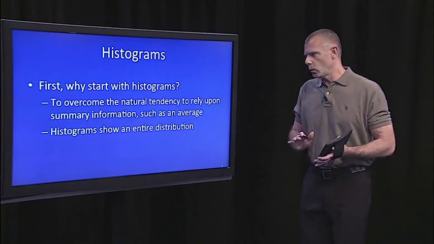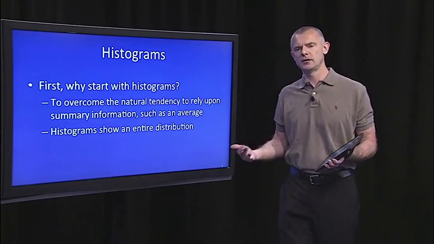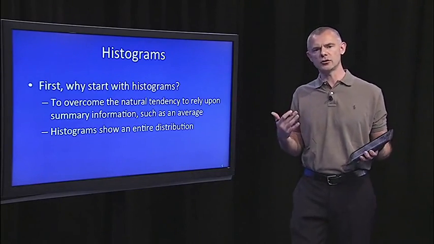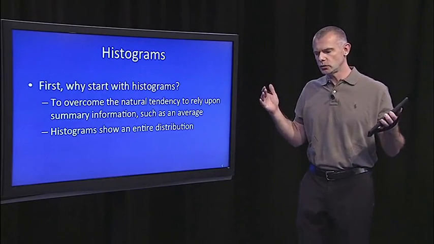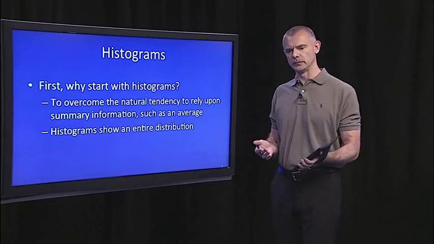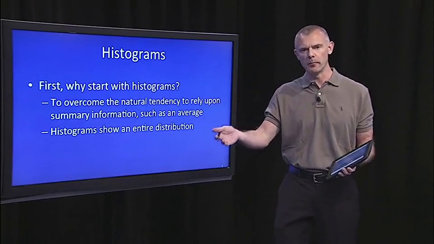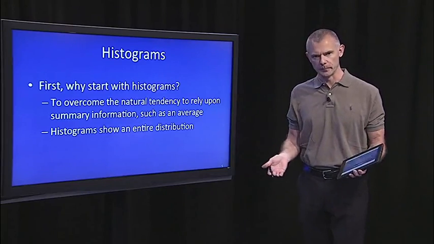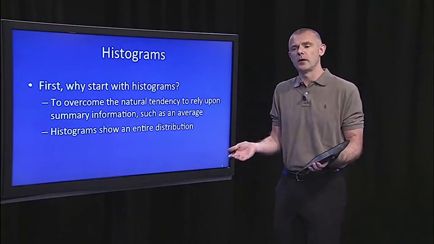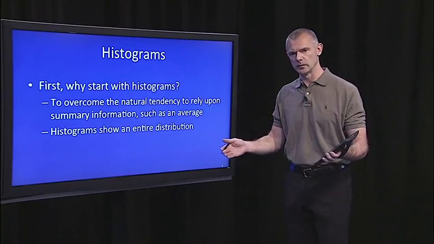Well, I'd like for you to work on this as you go through the course: we want to overcome the tendency, and it's a natural tendency, to rely upon summary or aggregate information. As an analogy, we often stereotype people based on their group membership. But we all know we shouldn't do that if we really want to get to know a person, right? We want to look at all the people within a group to get to know each individual person.